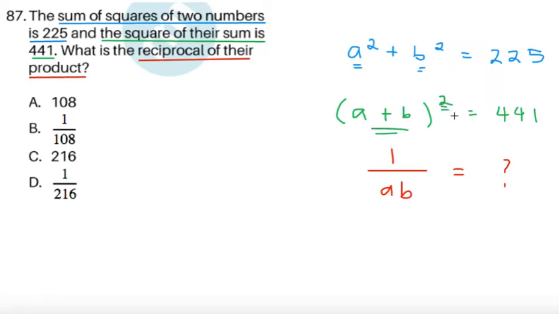So I'm taking the square of their sum. The square of their sum is 441, and I'm asked for the reciprocal of their product. Their product is AB, so taking the reciprocal, 1 over AB.